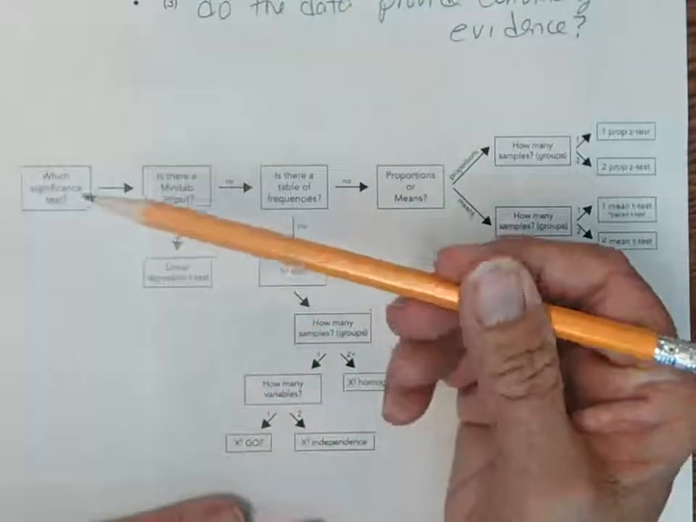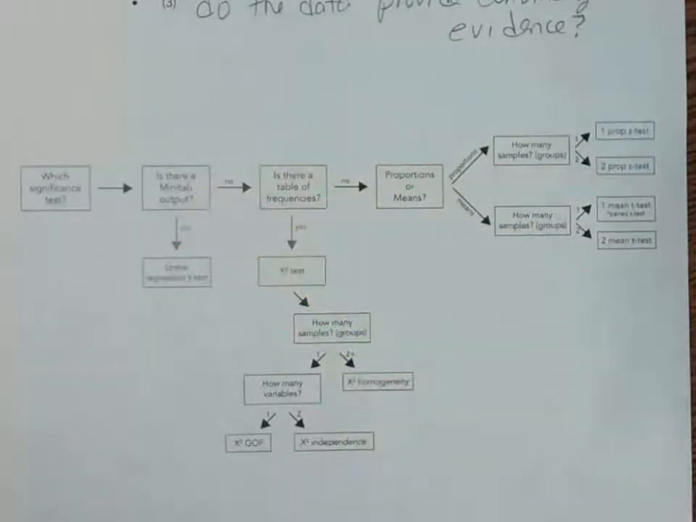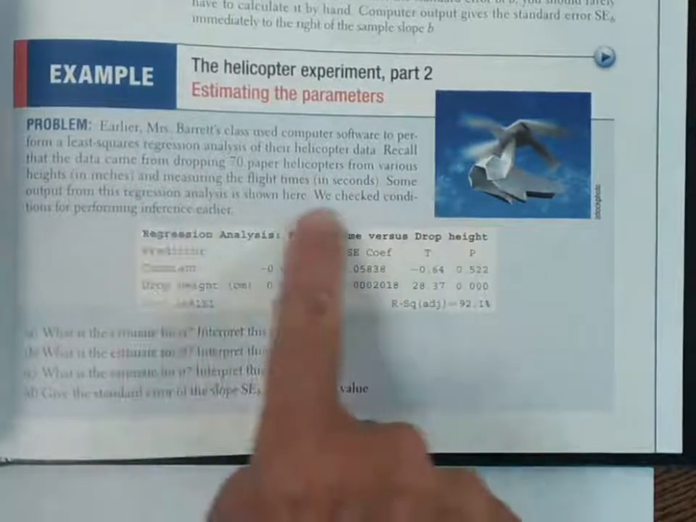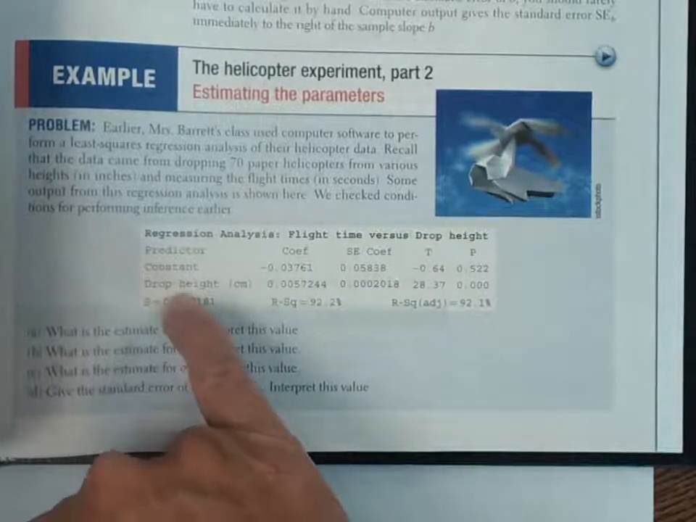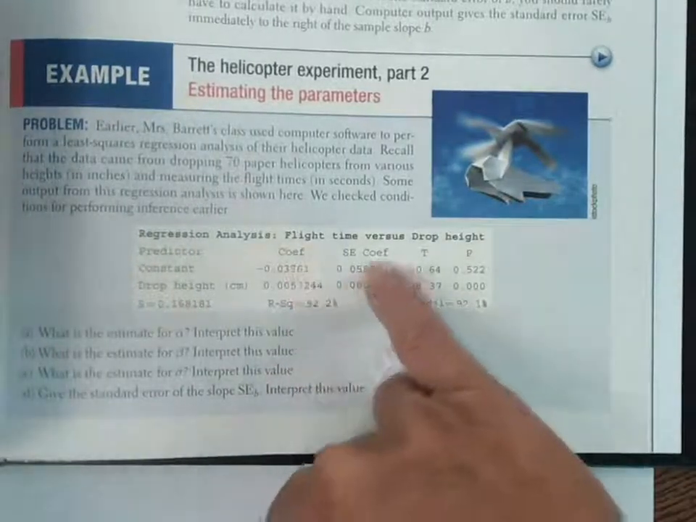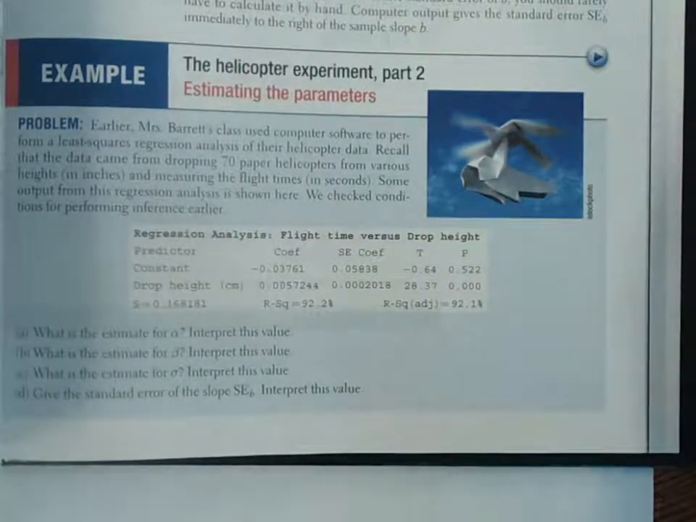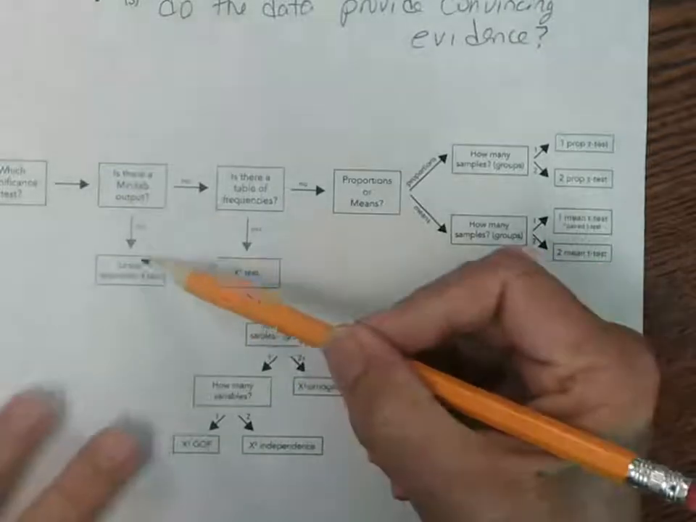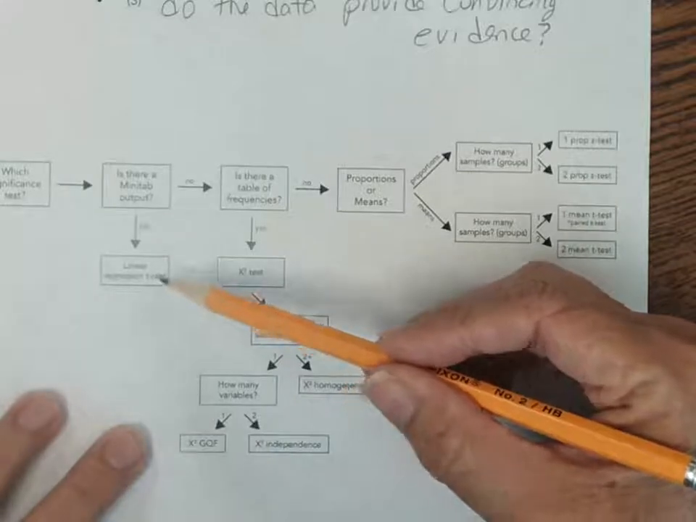So which significance test? The first thing you're looking for, is there a Minitab output? Let's take a look at what a Minitab output looks like. This is just an example from our book, but this is a Minitab output. You will have your constant, your explanatory variable, your response variable, the coefficient, standard error of the coefficient, your t-value, and your p-value. If there's a Minitab output, then you are dealing with linear regression. So you'll be doing a t-test there, and you'll be looking at the slope, of course.